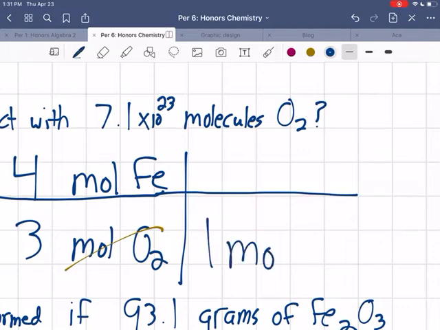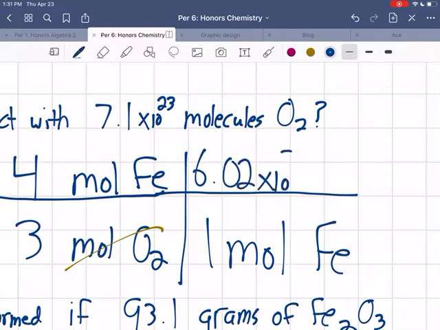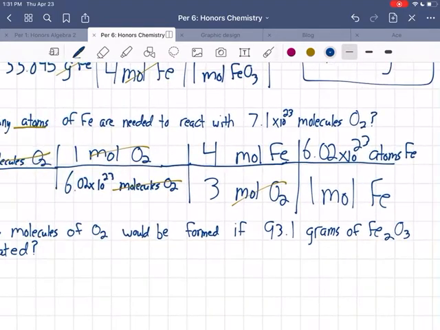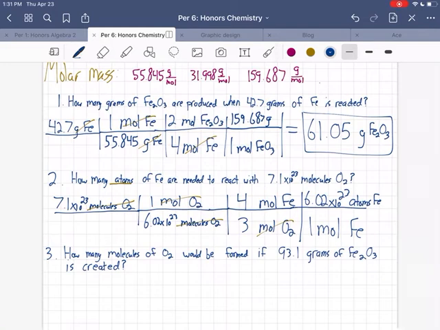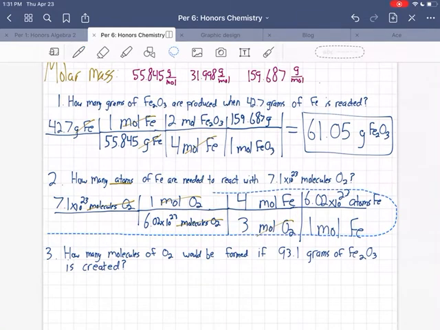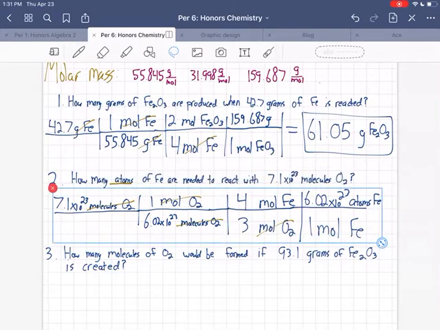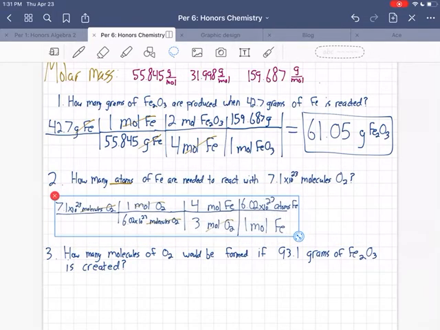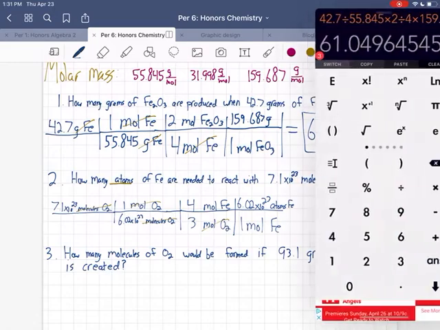How many atoms are in a mole of anything? 6.02 times 10 to the 23rd atoms of iron. All right, we kind of ran out of room there, so I'm going to shrink this a little bit. Okay, let's bring out the calculator.